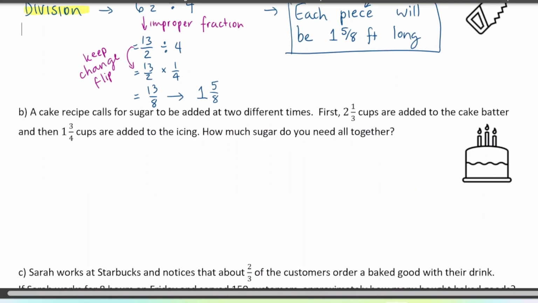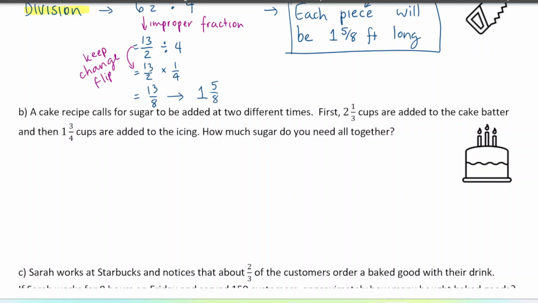Okay. A cake recipe calls for sugar to be added in 2 different times. Oftentimes, when we're baking, we're using fractions a lot, especially if the units are imperial. First, we have 2 1/3 cups added to the cake batter, and then we need another 1 3/4 cups added to the icing. How much sugar are you going to need all together? So here's our keyword, all together. So we are adding here.